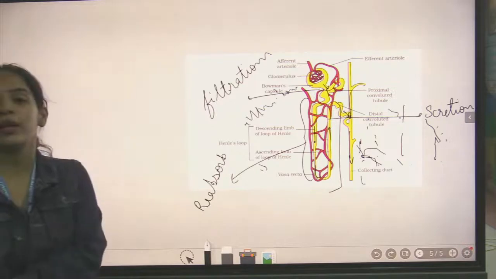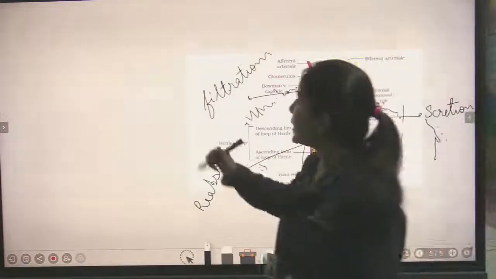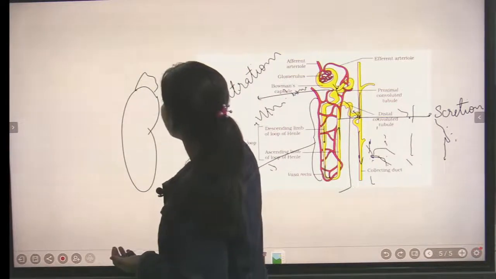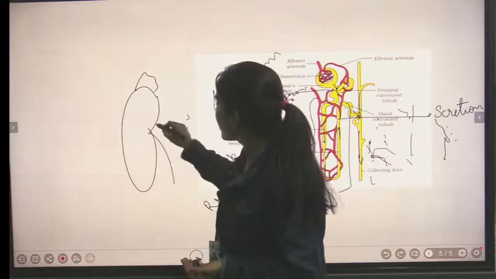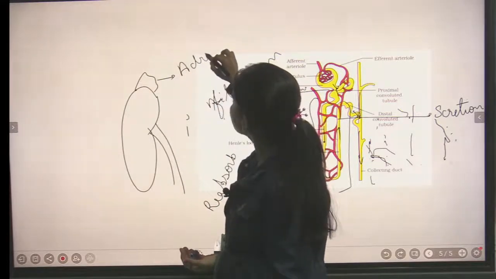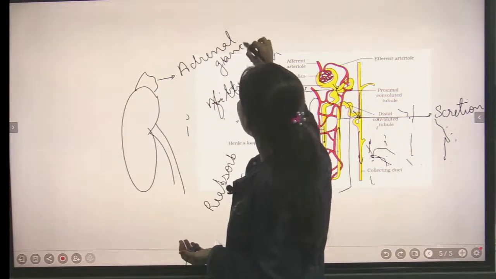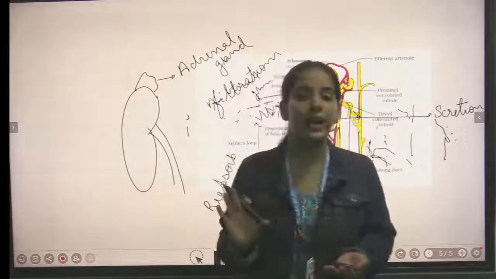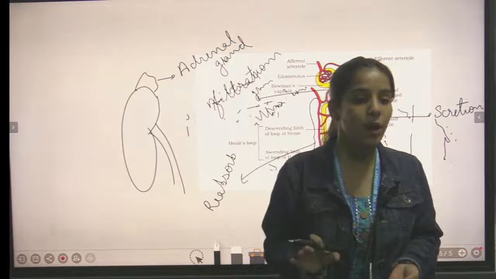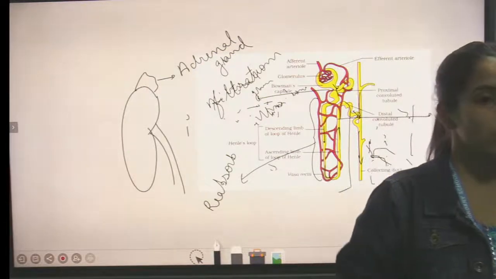One more thing about the kidney: at the upper side of the kidney there is a gland called the adrenal gland. Can you tell me the function of the adrenal gland? The adrenal gland produces a hormone called adrenaline. It is an emergency hormone. It is released when we are in a fight or flight situation.